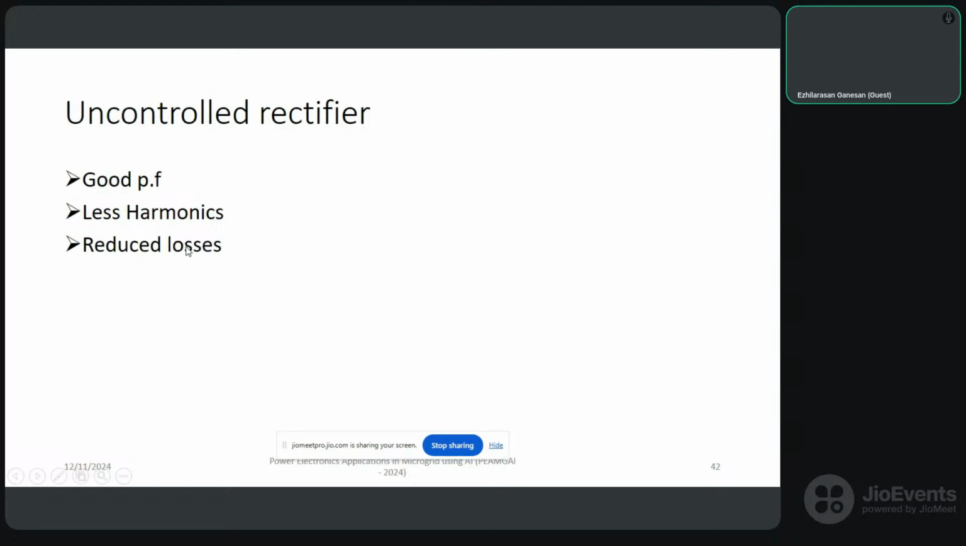So wherever you don't need controlling action, that is, I want to convert 220 volt AC to 220 volt DC, I go for an uncontrolled rectifier. Unnecessarily, I will not go for a controlled rectifier. Just conversion of AC to DC means you go for an uncontrolled rectifier.